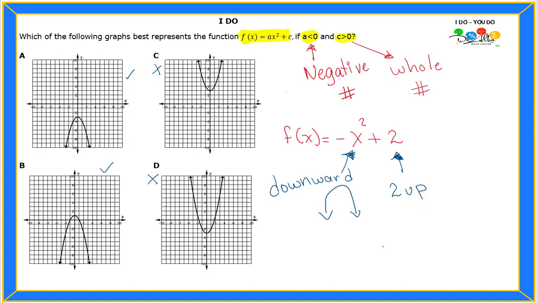But now notice how in A, my vertex, it's less than 0. And I want something greater than 0. Is that right? Therefore, I hope that you can see that the answer for that is letter B.